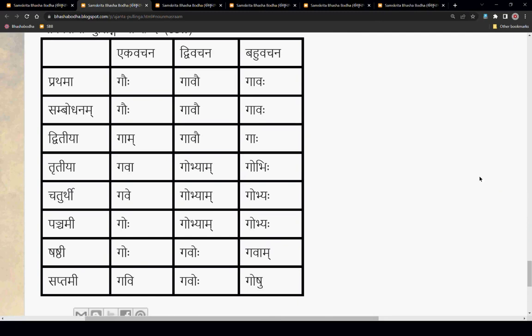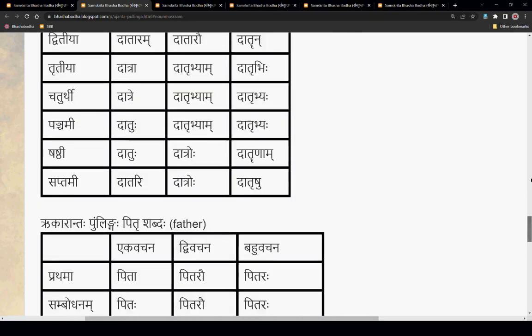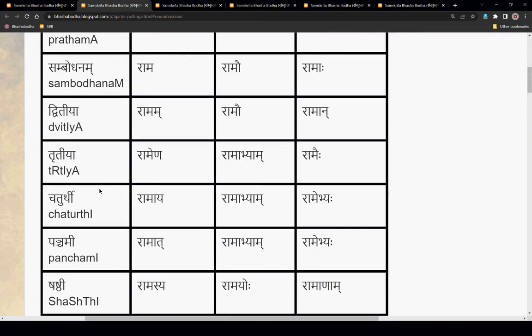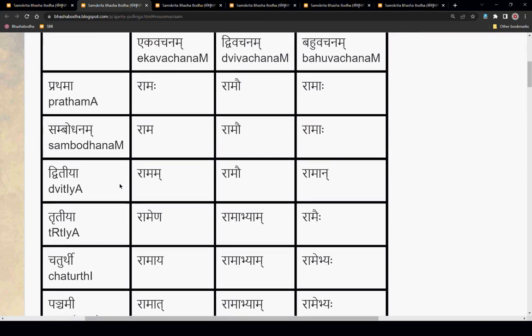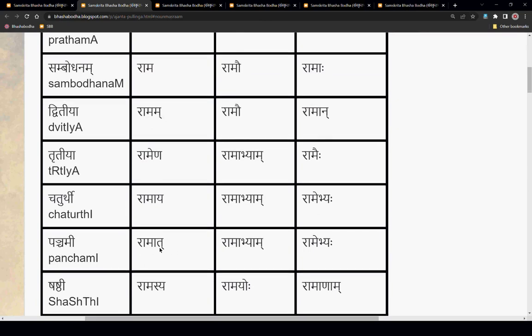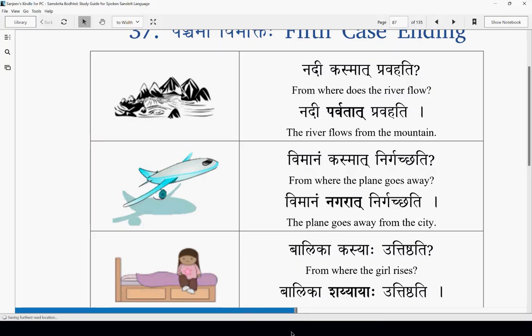So if you look at the Rama shabda here, Parvata is like Rama. So if you go to Panchami Vibhakti here, Ramat. Similarly you have Parvatat. So what does this mean? Parvatat pravahati. The river is flowing from the mountain. The river is moving away, so the separation is happening. From which object? From Parvata. So on the word which indicates Parvata, we are using the Panchami Vibhakti. Nadi parvatat pravahati.